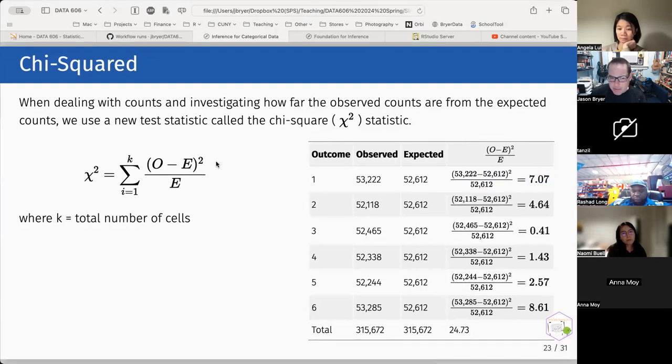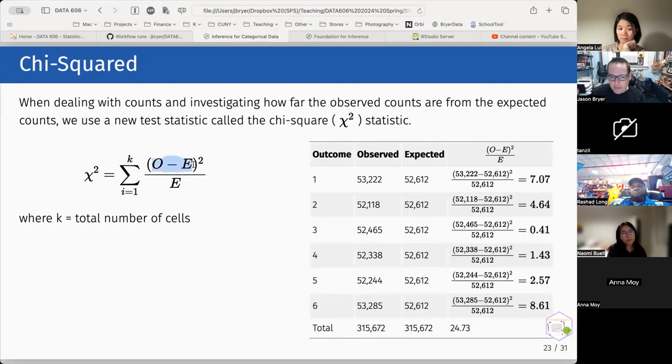A couple of things to note. Because we're squaring, these are always going to be positive. And like when we talked about our variance estimate, the further away we get from the expected value, the more it contributes non-linearly, actually geometrically, as the deviations get larger. This notion of squaring is going to come up again in about 2 weeks when we do linear regression. It's kind of a theme. Sum that all up, and we end up with a chi-squared of 24.73. Great. What does that mean?